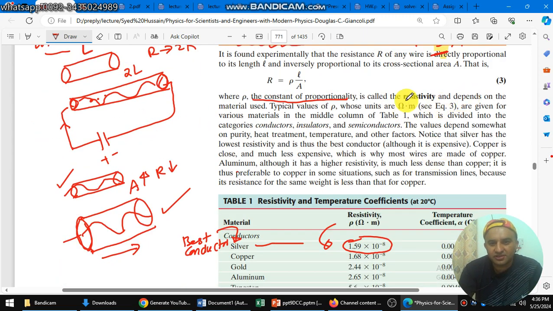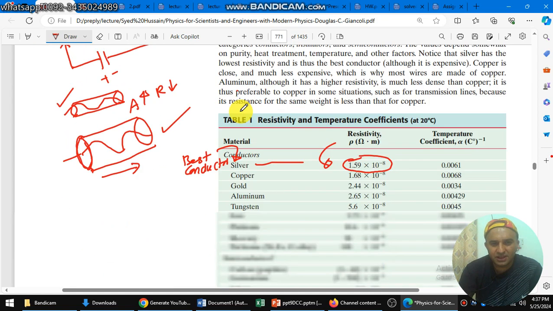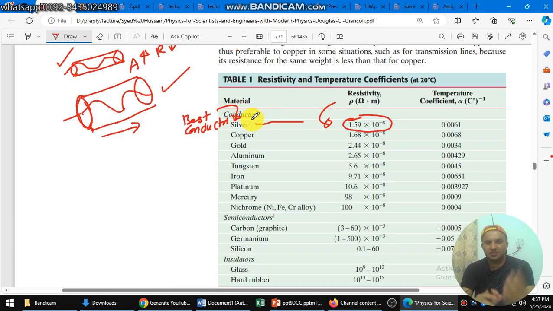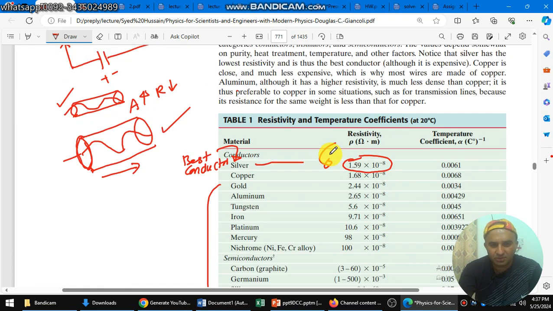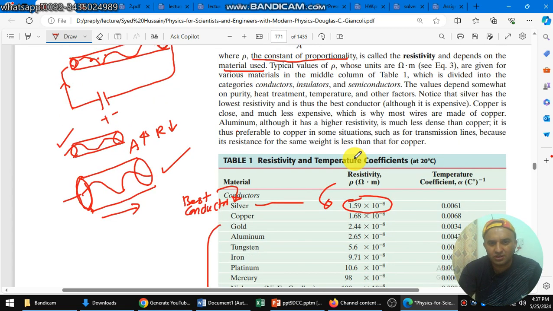And the resistivity depends on the material. I mean, every material has its own resistivity. Copper has a different value, gold has, aluminum has, and tungsten. This table shows the value of the resistivity for different materials. So the material that has a very small resistivity is the best material among all these materials.